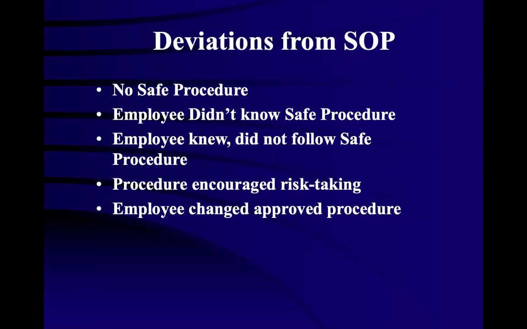Why do accidents happen? Sometimes we deviate from SOPs, where we employ unsafe procedures. Sometimes employees didn't know how safe procedures are. Sometimes employees knew it, but they didn't follow it through. Sometimes employees were encouraged to use risk-taking methods, and sometimes employees also change the approved procedures.